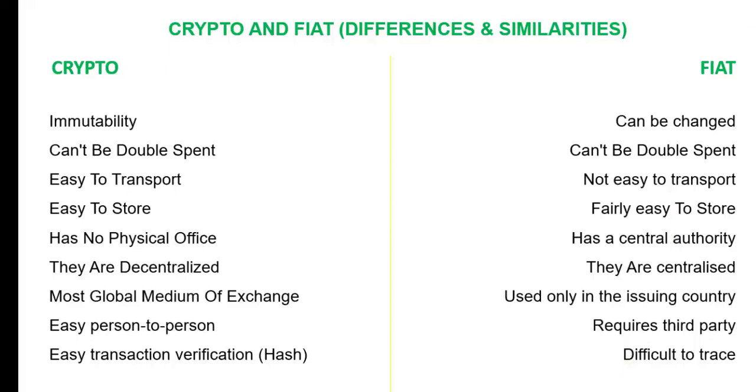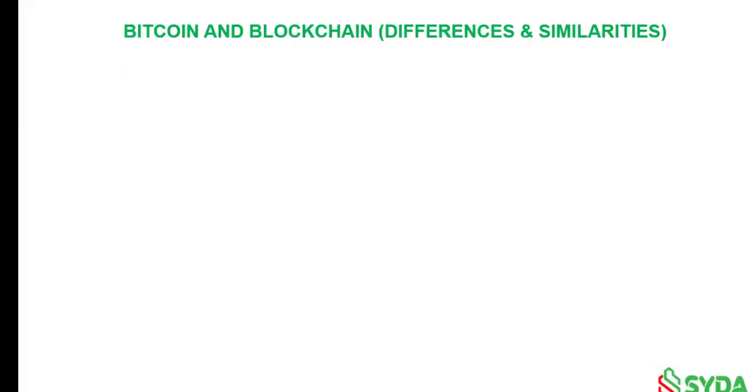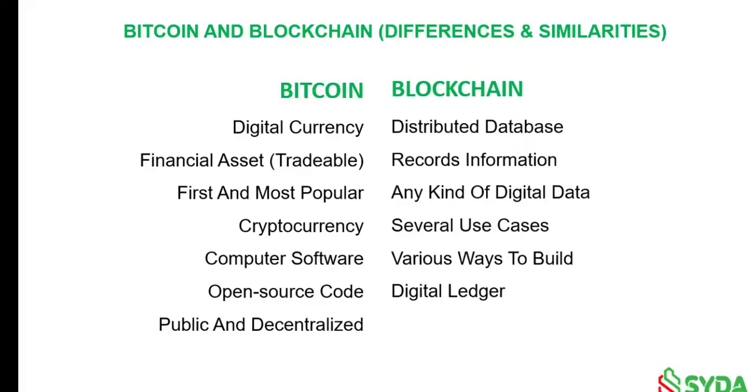So we have seen the differences and some of the similarities of crypto and fiat. Now the next thing is Bitcoin and blockchain. I earlier talked about how there are differences and similarities, and basically blockchain is the technology, Bitcoin is the implementation. Bitcoin is a decentralized currency. Blockchain is a distributed database. Okay, what does that mean? Blockchain is a distributed database. Bitcoin is a digital currency. It's just what I've been saying since the beginning of this video, so I don't think there's much I need to say about that again.